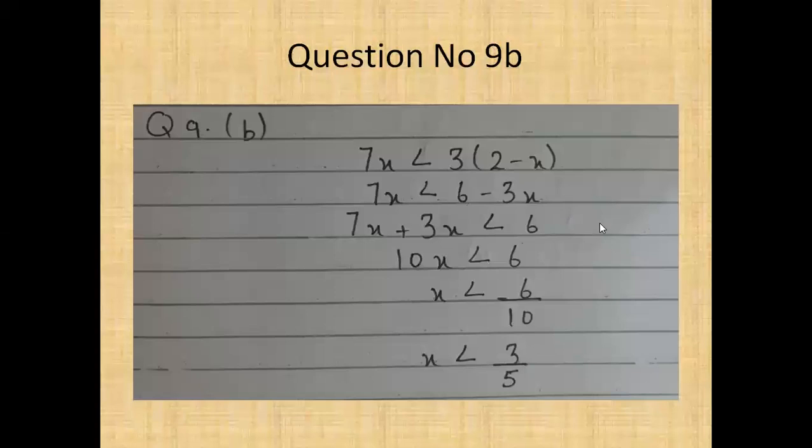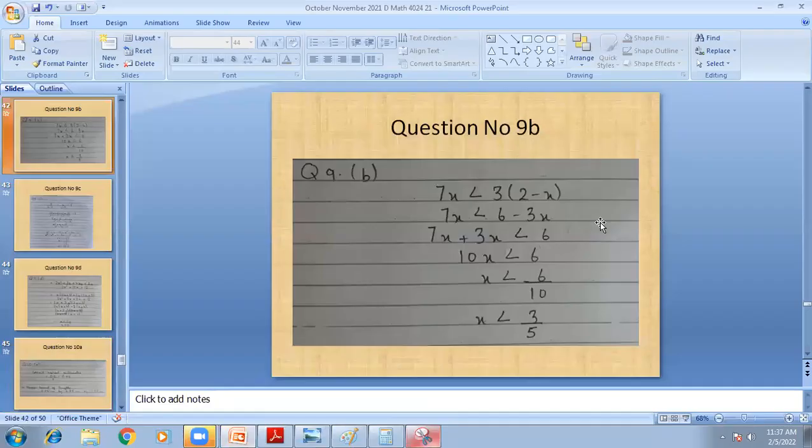Okay, so 7x is less than 3 bracket 2 minus x. So open that bracket: 7x less than 6 minus 3x. Bring that minus 3x to this side, so you will have 7x plus 3x less than 6. So that's 10x less than 6. x less than 6 divided by 10. So x is less than 3 by 5. So that's how you do this.